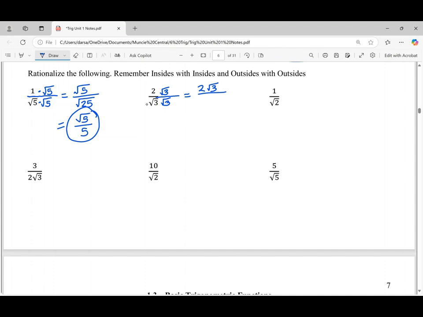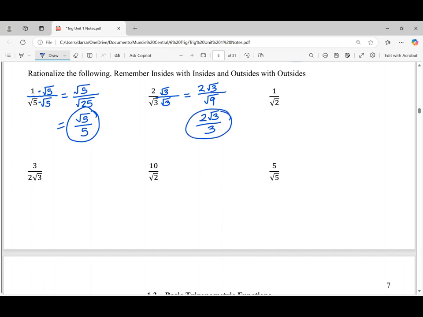But on the bottom, I have 2 insides. Those are allowed to multiply. What is 3 times 3? 9. But see, this is why we chose 3, because 3 times 3 is 9, and what's the square root of 9? 3. So we get 2 square root of 3 over 3.